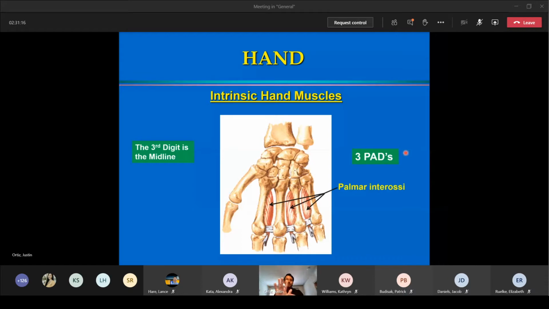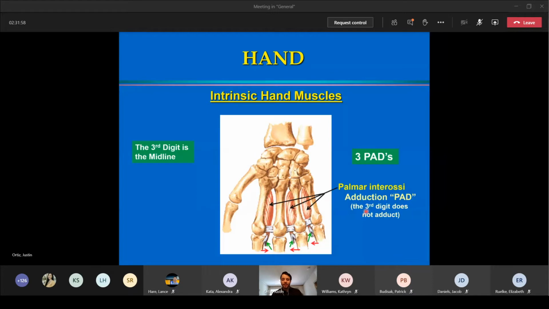We already have an adductor pollicis, so the thumb doesn't count. The index finger adducting toward the middle finger is 1 PAD. The middle finger doesn't go anywhere, so it doesn't adduct, and there are no muscles there, no PADs. The ring finger adducts toward the middle finger, so you have another PAD there. That's your second PAD. And then your little finger, your pinky, adducts as well, and that'll be your third PAD. So your 3 PADs are attached to your index finger, ring finger, and pinky. The third digit is the midline. I hope that little demonstration helped you remember PADs. So here they are, your 3 PADs.